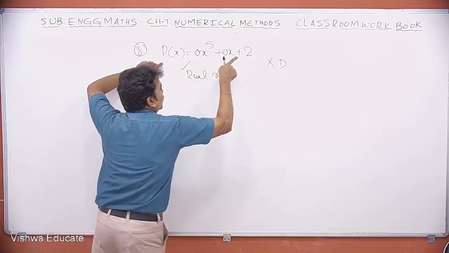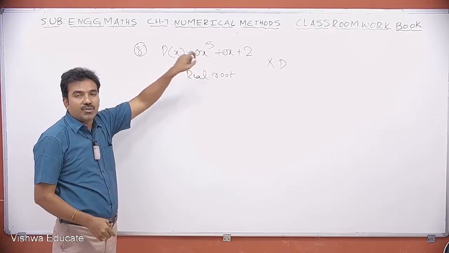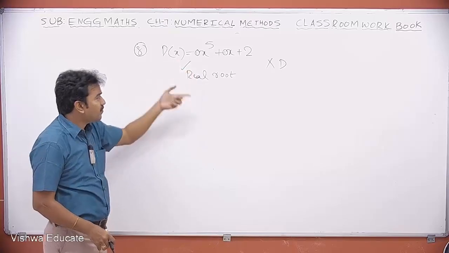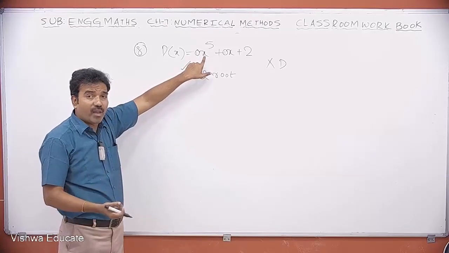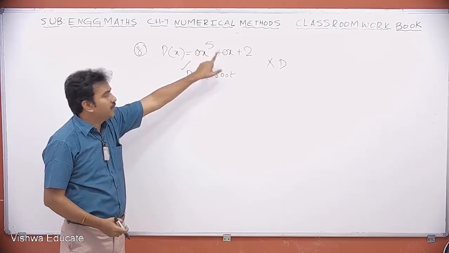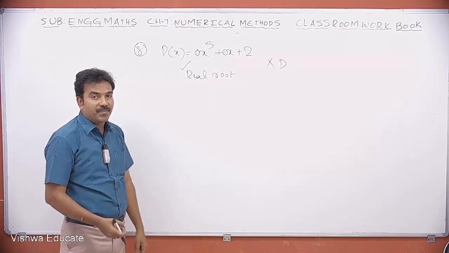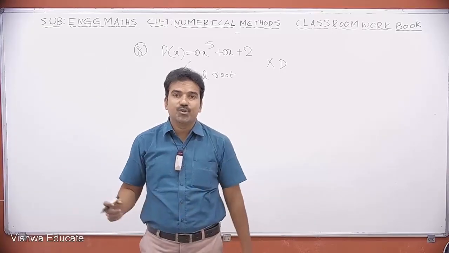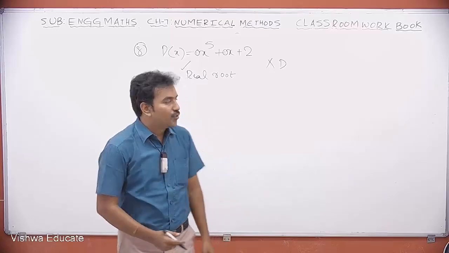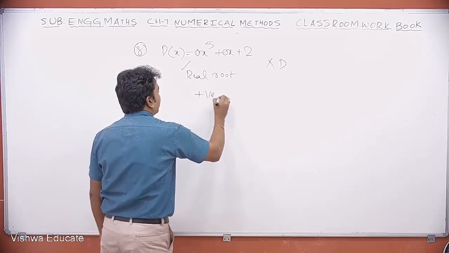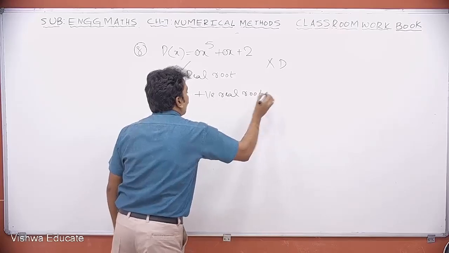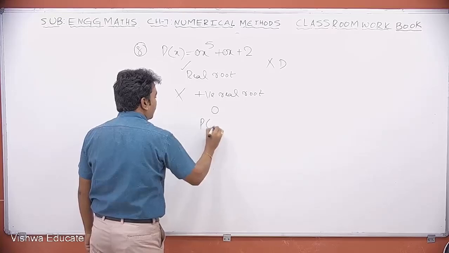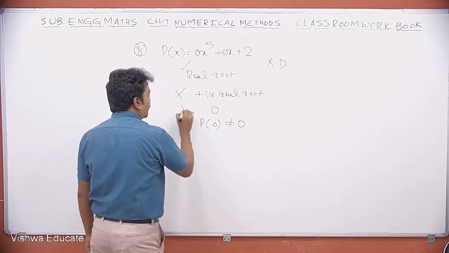All coefficients are positive only. Whenever all coefficients are positive, such polynomials do not have positive real roots, because when x is replaced by a positive real number, positive whole power 5, positive, plus 2, how does it become 0? Therefore, when there is a polynomial expression in which all coefficients are positive, such expressions do not have positive real roots. So there is no chance to get a positive real root. What about 0? There is a chance to get 0, but p of 0 is not equal to 0. Therefore 0 cannot be a root.